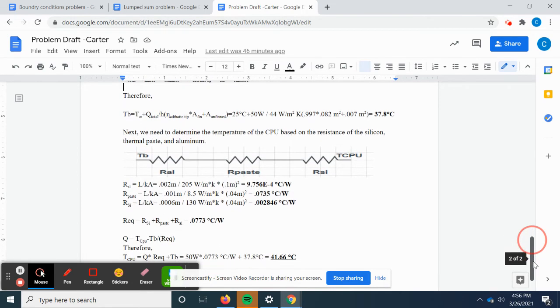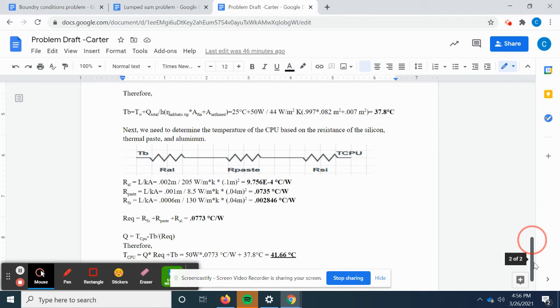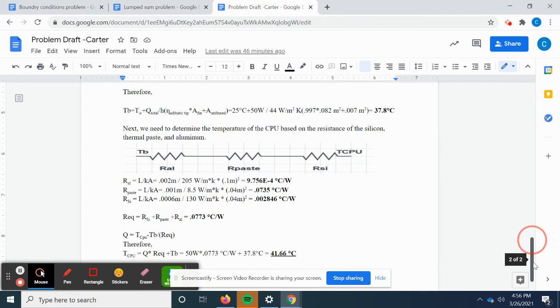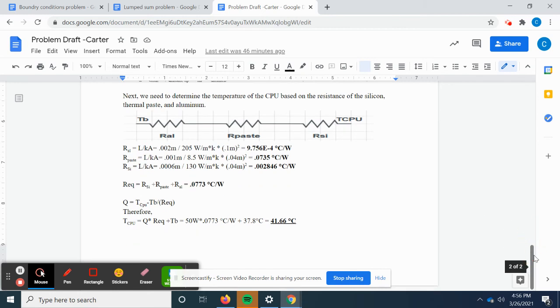From there, we can determine the temperature of the CPU based off the resistance of the aluminum, the thermal paste, and the silicon. We take the resistance of each, which is equal to the length of that material divided by the thermal conductivity of that material times the area of that material. We add up all those resistances to get the REQ, which is 0.0773 degrees Celsius per watt. And then we take the formula, heat transferred equals the temperature of the CPU minus the temperature of the base of the heat sink, divided by the REQ.